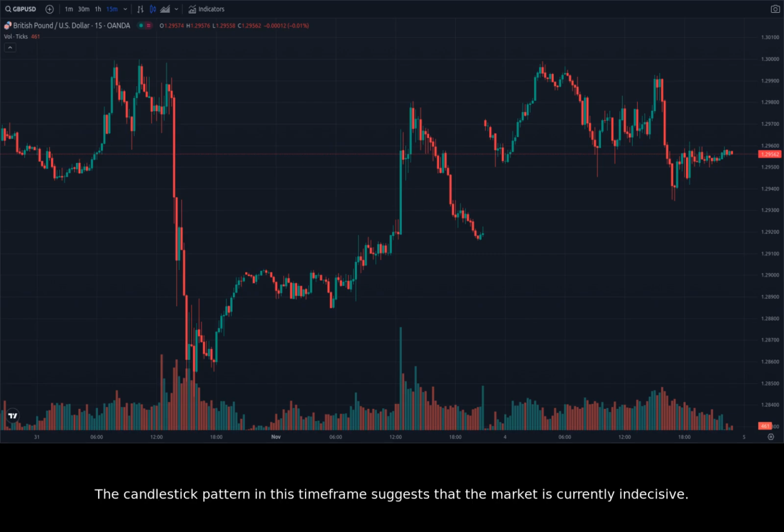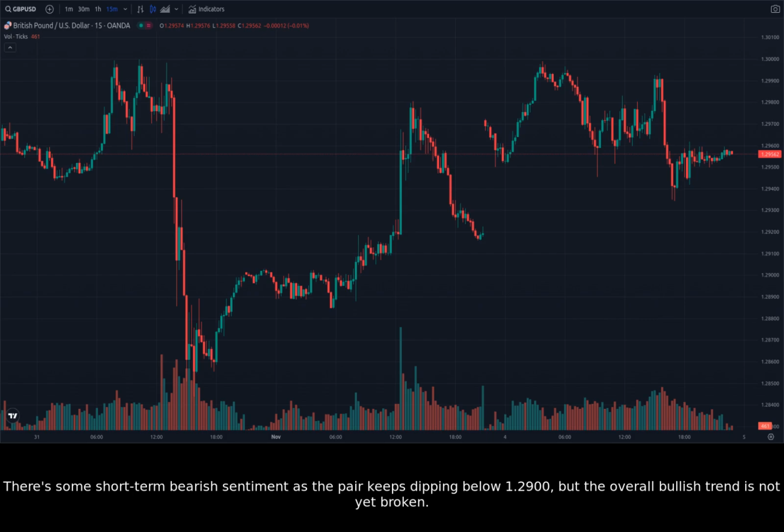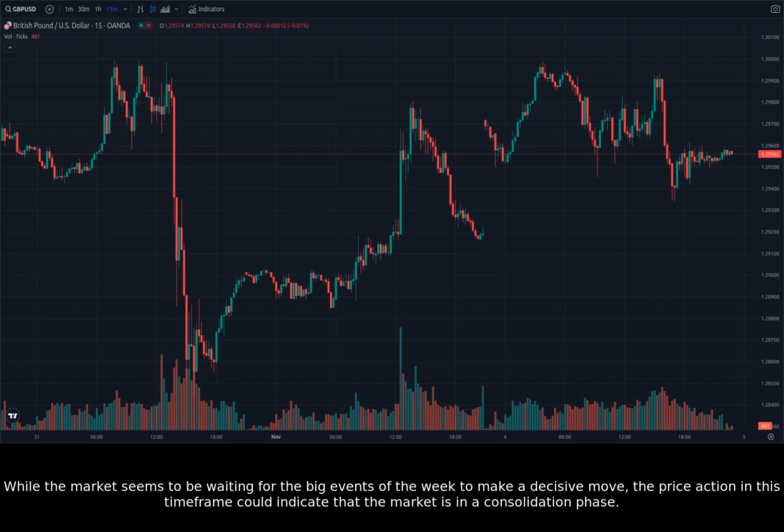The candlestick pattern in this time frame suggests that the market is currently indecisive. There's some short-term bearish sentiment as the pair keeps dipping below 1.2900, but the overall bullish trend is not yet broken. While the market seems to be waiting for the big events of the week to make a decisive move, the price action in this time frame could indicate that the market is in a consolidation phase.